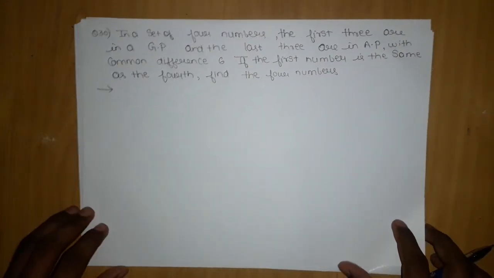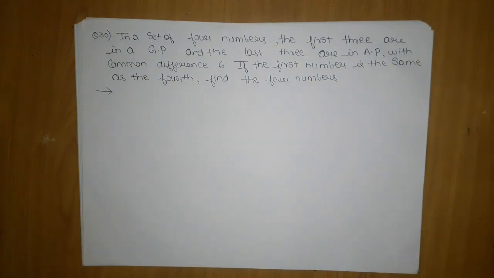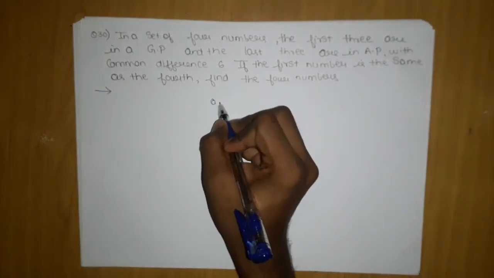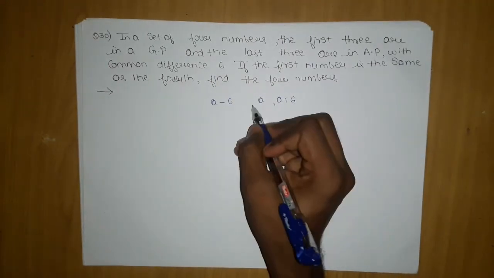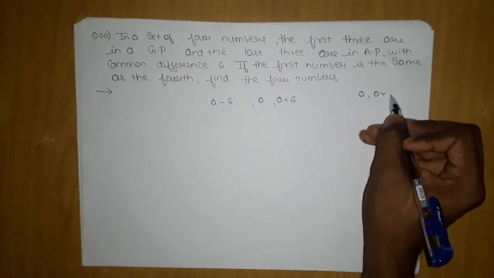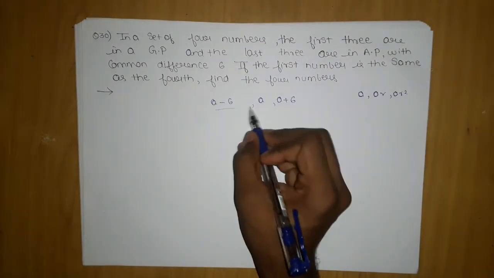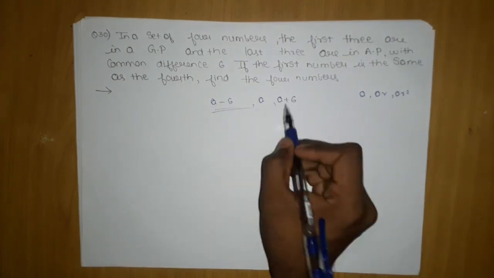The next question which is given is this: in a set of 4 numbers, the first 3 are in GP and the last 3 are in AP with common difference 6. If the first number is the same as the fourth, find the 4 numbers. So the first 3 are in GP and the last 3 are in AP with common difference, so I can take the last 3 as a minus 6, a, and a plus 6. In GP you would take a, ar, ar square, but in AP it's easier, so we consider the last 3 terms like this.